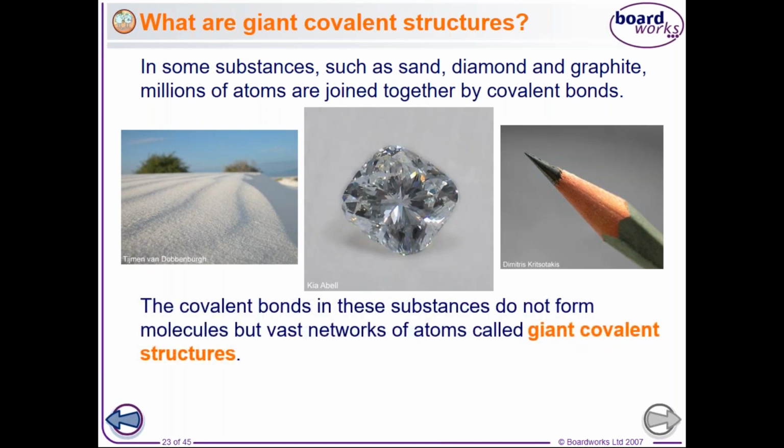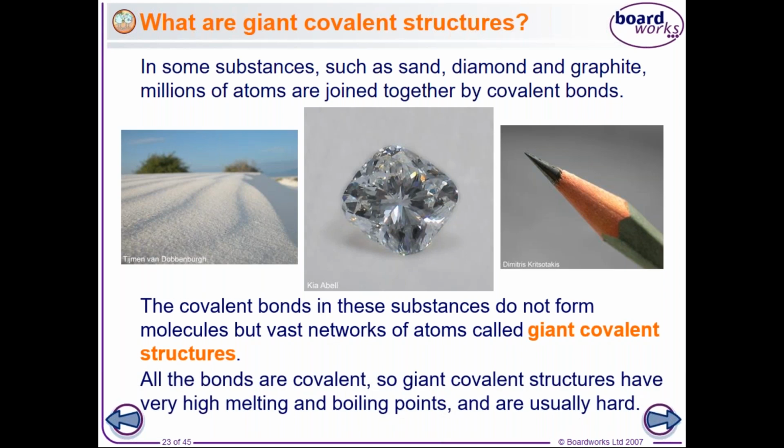The covalent bonds in these substances do not form molecules, but vast networks of atoms called giant covalent structures. So we don't have a molecule here, we have a vast network. What does vast network mean? Just imagine a spider's web, how the spider web branches into several branches, or the roots of the trees. They make a vast network structure. In the diagram, one carbon joins with four carbons, and each of those joins with four others, so millions of carbons join with each other to make a vast network. They do not form molecules. All the bonds are covalent, so giant covalent structures have high melting and boiling points, and they are usually hard.